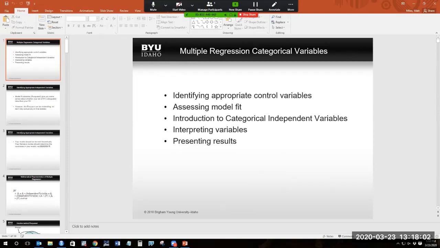Okay, so we're going to cover a lot today. We're going to figure out how you tell which control variables are the appropriate ones to use, how you assess model fit. We'll talk about categorical independent variables, since that's so much of what we do, and how to interpret those, because it's pretty different. We'll also talk about how to present the results. When you learn how to present the results, I hope that you'll also learn how to read results that other people have written in published research.